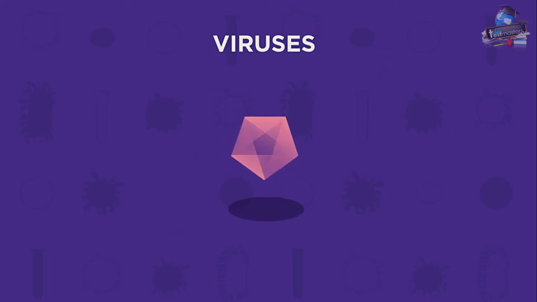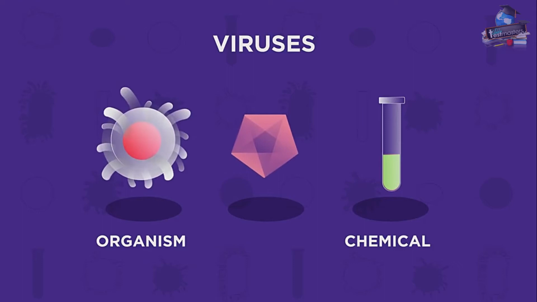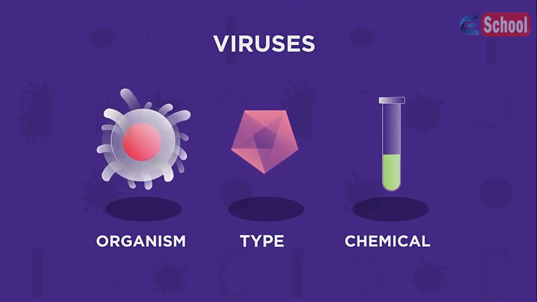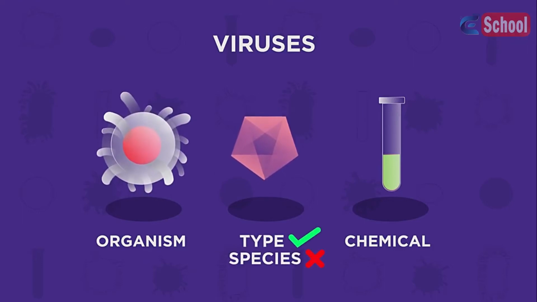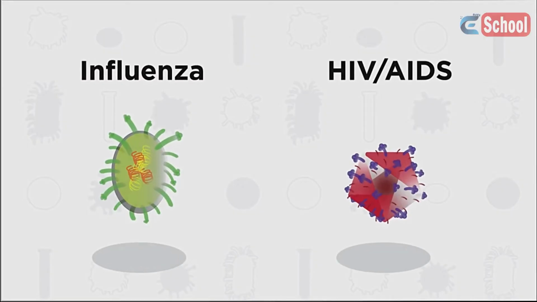As we just saw, viruses aren't made up of cells. In fact, they aren't really living. They are halfway between a living organism and a chemical. Because they aren't living, we say there are different types of virus rather than saying different species of virus. Some common types of viruses are influenza and HIV or AIDS.